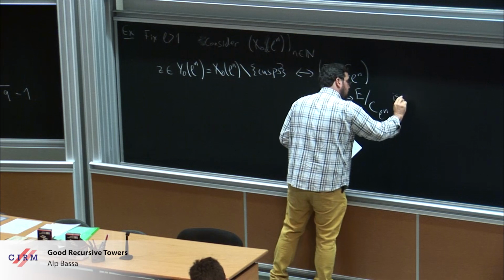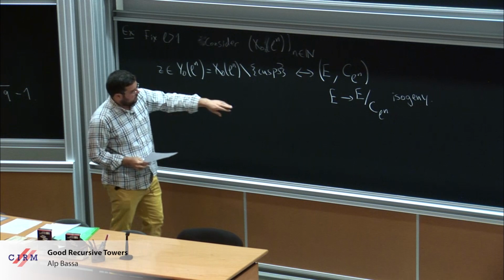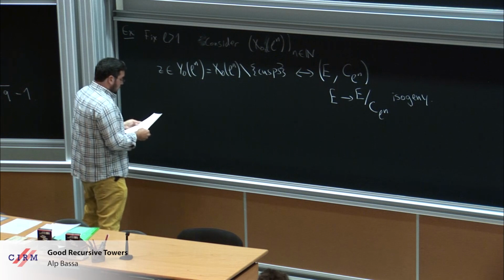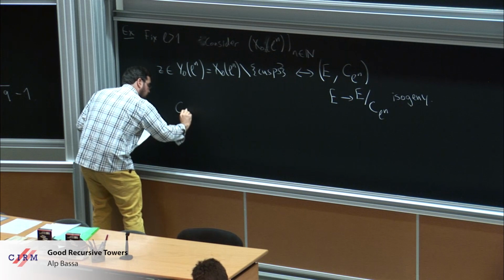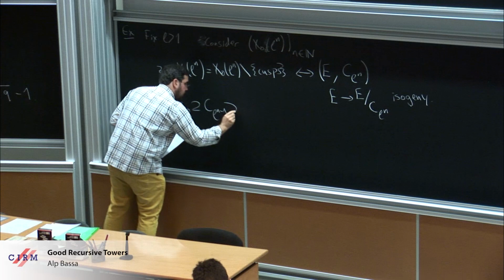And then, as you know, for a cyclic group of order L to the n, you have a very natural filtration into subgroups. So you have C L to the n, which contains C L to the n minus 1, and so on, up to C L.